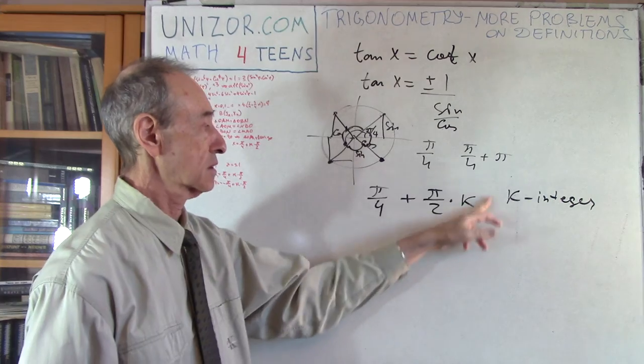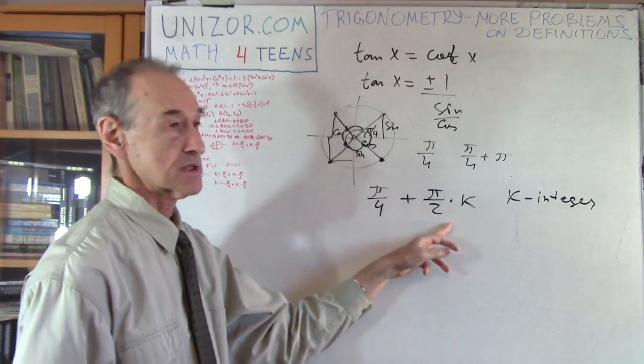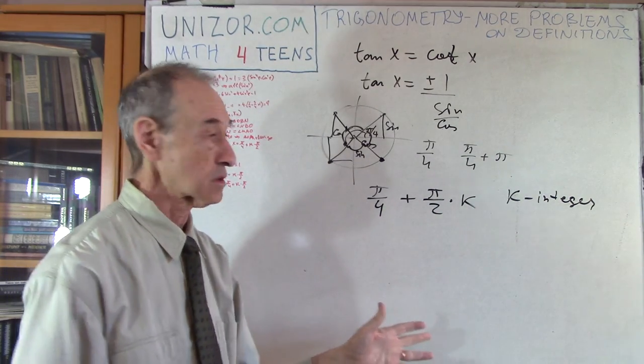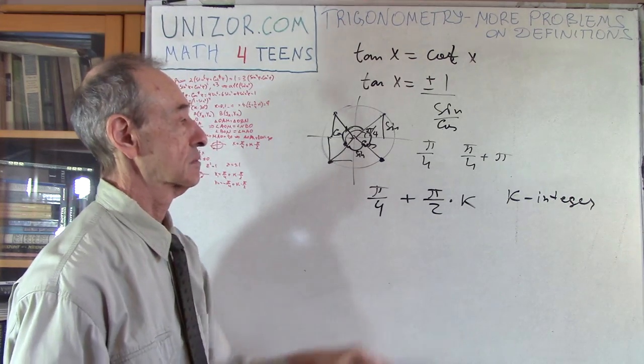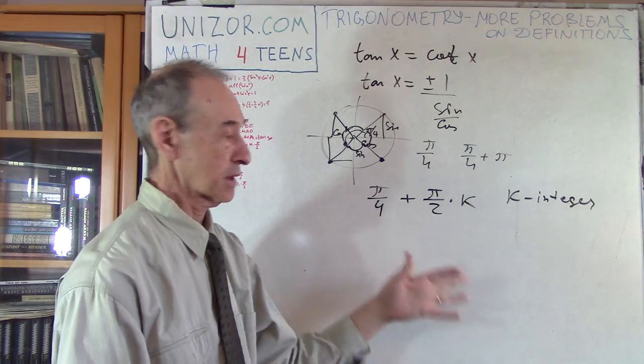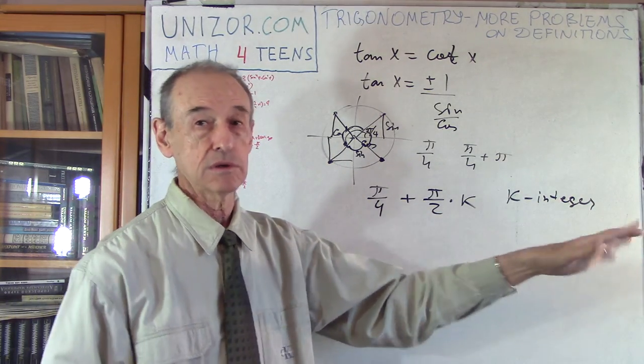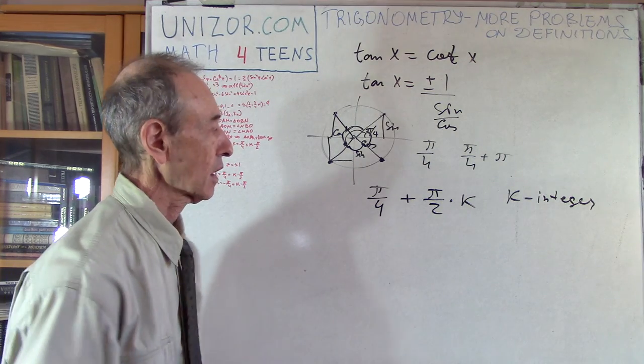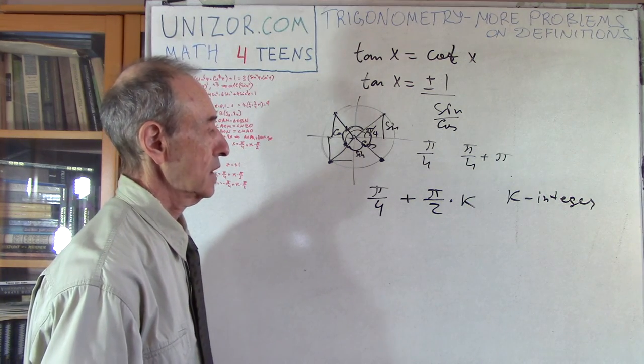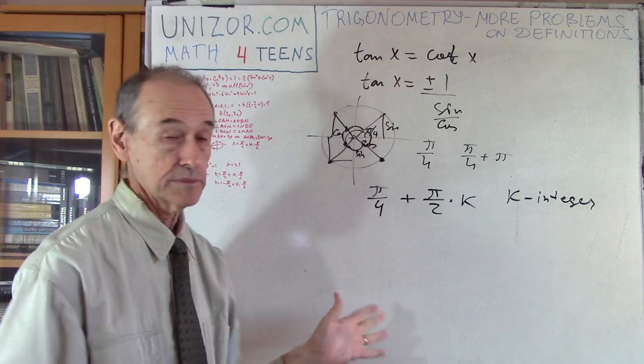Again, don't forget that this represents all the solutions in this format. And you can put a comma, k is any integer number, something like this. Okay. Well, that's it, basically.